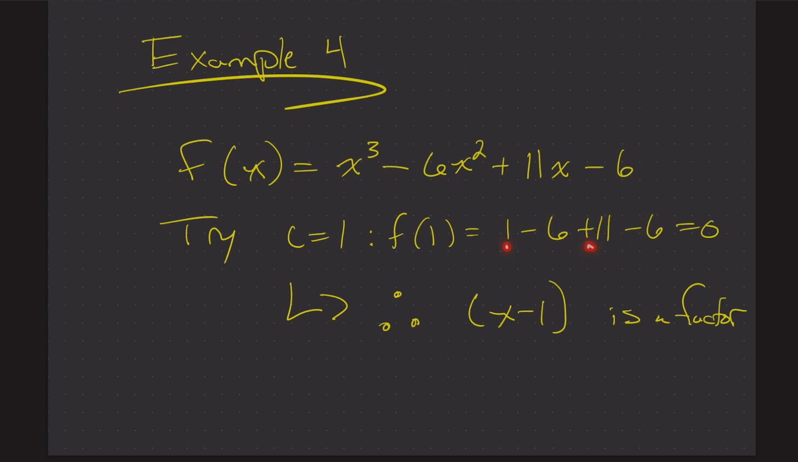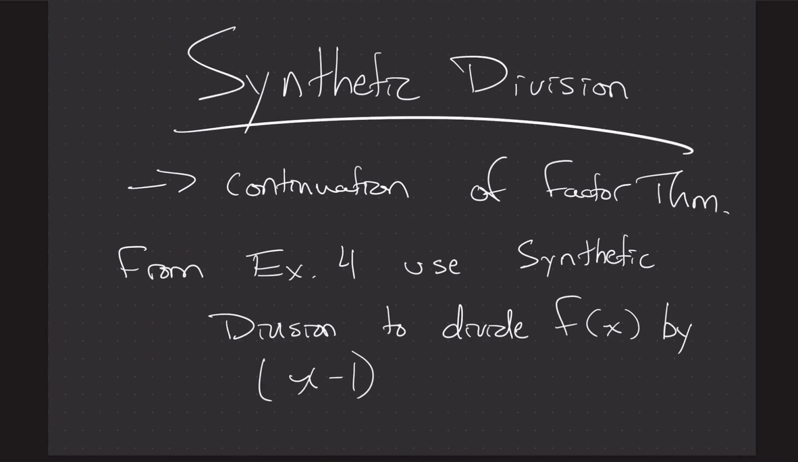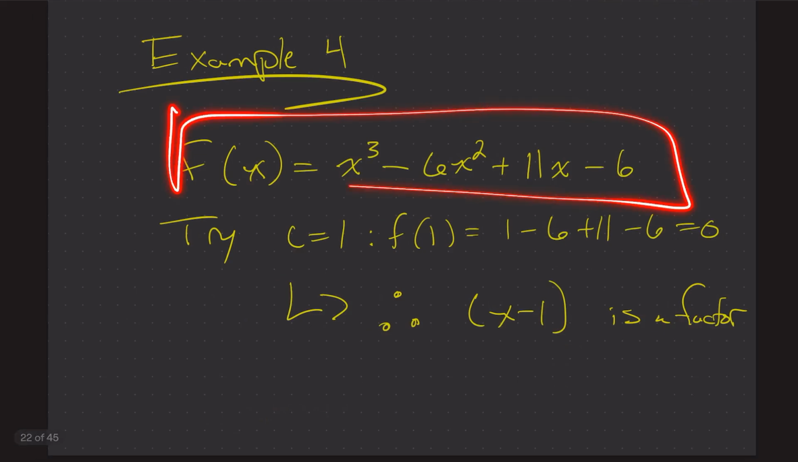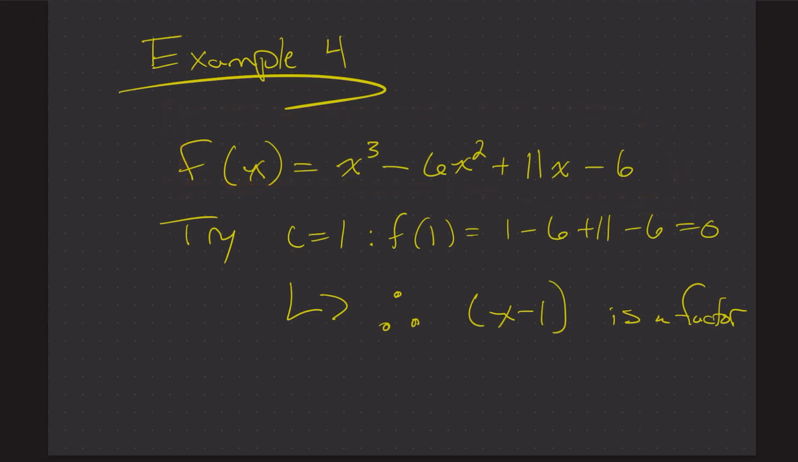1 plus 11 is 12, so they cancel out to equal 0. So therefore, x minus 1 is a factor. We're going to use synthetic division to divide f of x by x minus 1. So how can we take this big, scary cubic polynomial function and divide it by x minus 1?